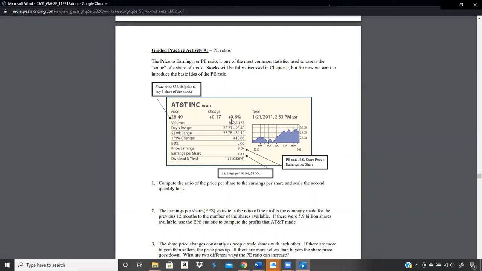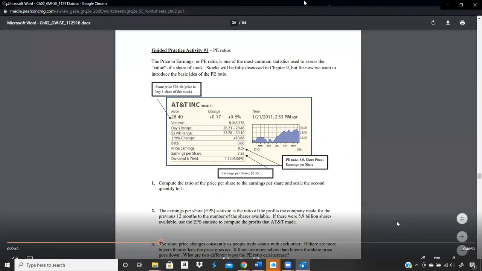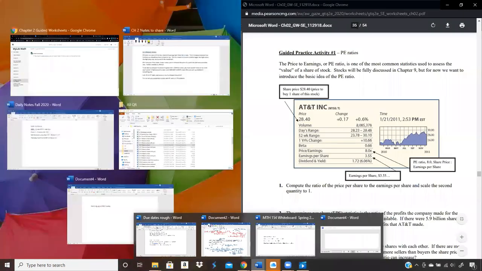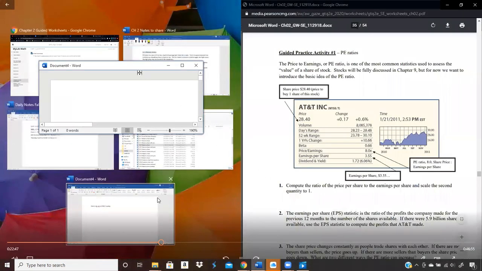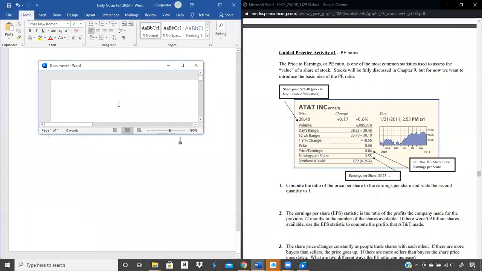So, the PE ratio is one of the most common statistics used to assess the value of a share of stock. Again, it's not the end all be all, it's a way. We will discuss this stuff more in chapter 9, but for now, we're just going to go with this PE ratio idea.